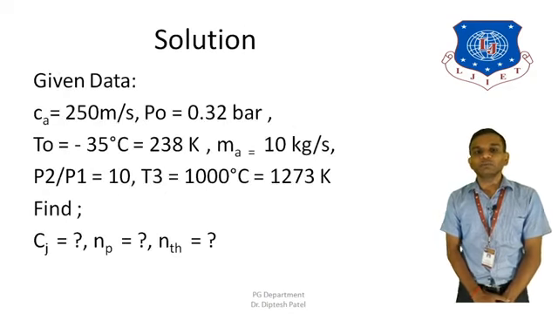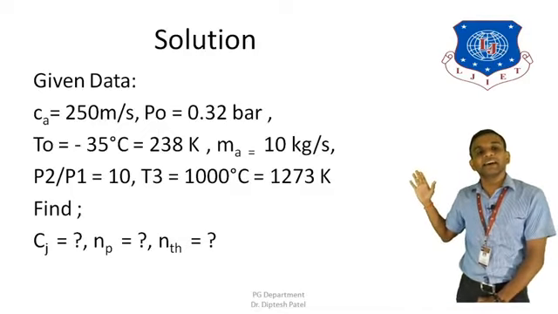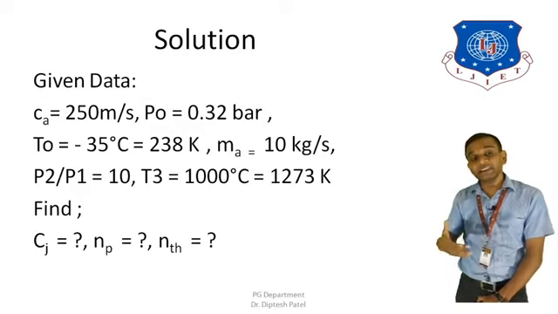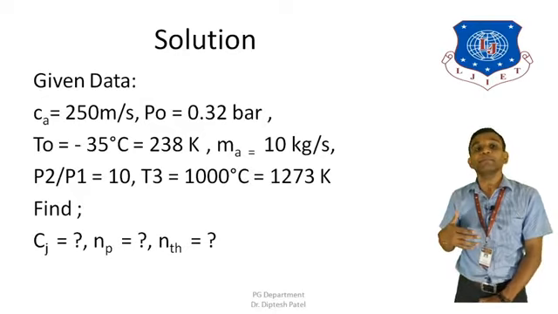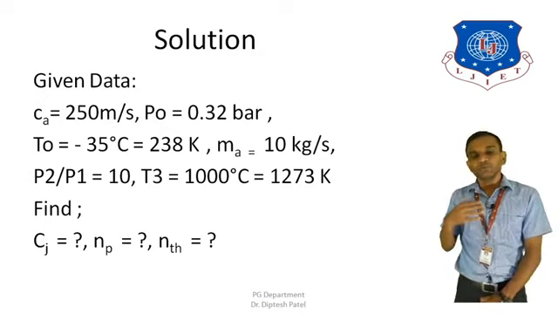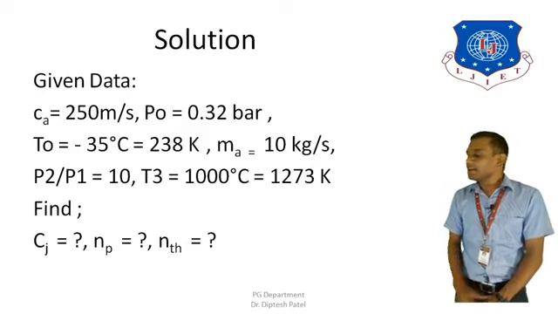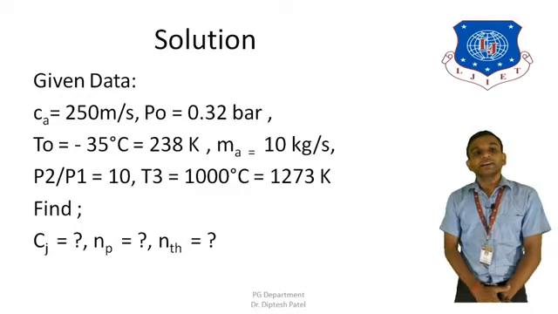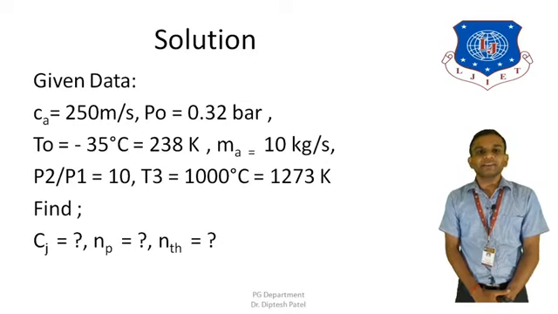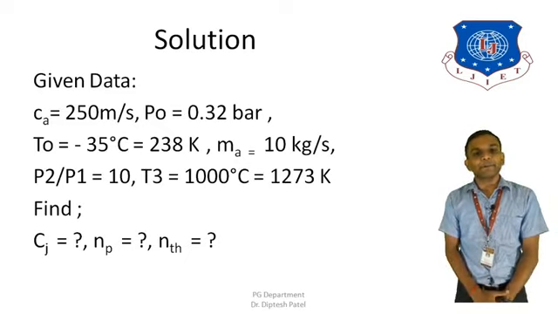First of all, we would go through the given data. The first thing is Ca, the velocity of air which is entering into the aircraft, that is 250 meter per second. Then the pressure at inlet, which we would consider P0, is 0.32 bar. Similarly the temperature at inlet, T0, is minus 35 degree Celsius, which is equal to 238 Kelvin. Then the mass flow rate of air is 10 kilogram per second.